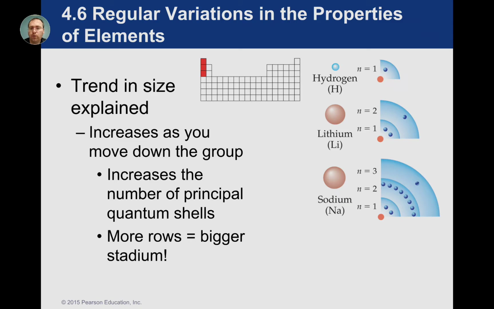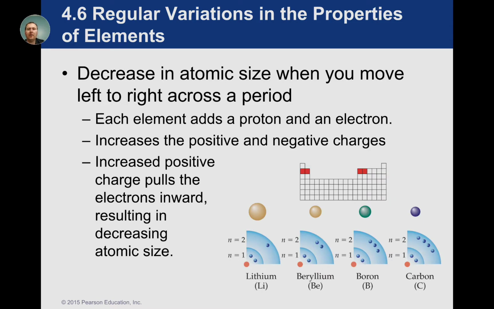So more rows to our stadium, we should be getting bigger. And that's exactly what we see with or without electron configuration. We can probably see that. As we go across, though, we actually get smaller, and that's a hard pill to swallow, because you would imagine that if you're gaining protons, gaining neutrons, gaining electrons, you would be getting bigger. That's exactly what we just said.